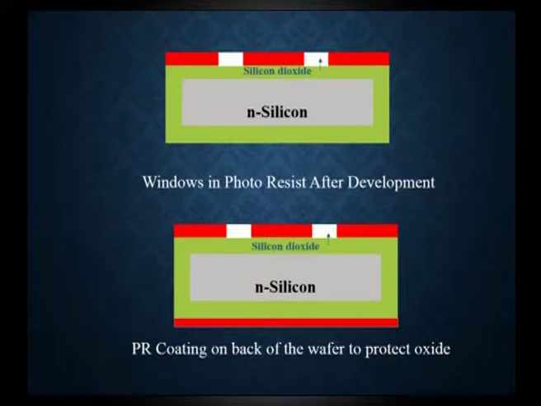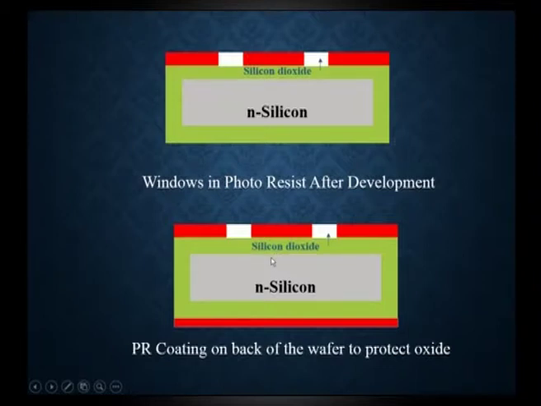Next, we find the windows in the photoresist after development. Once the photoresist has developed, we come to know where the window has to be created. With the help of ultraviolet rays, a marking is produced through the unmasked glass plate. The marking is produced on the photoresist material. The window placed exactly on top of the silicon dioxide is marked white. This shows the window in the photoresist after it is developed.